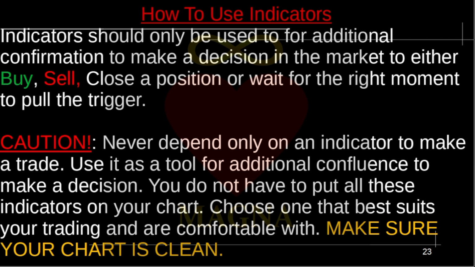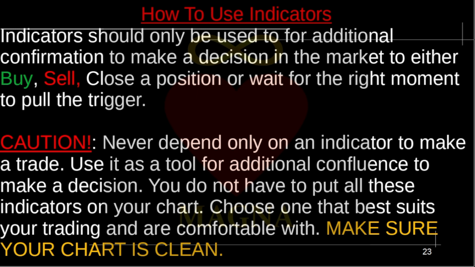How to use indicators. So from the misconception of how indicators are used, here is the actual way for how you can use indicators. Indicators should only be used for additional confirmation to make a decision in the market to either buy, sell, close a position, or wait for the right moment to pull the trigger. Caution: never depend only on an indicator to make a trade. Use it as additional confluence to make a decision.